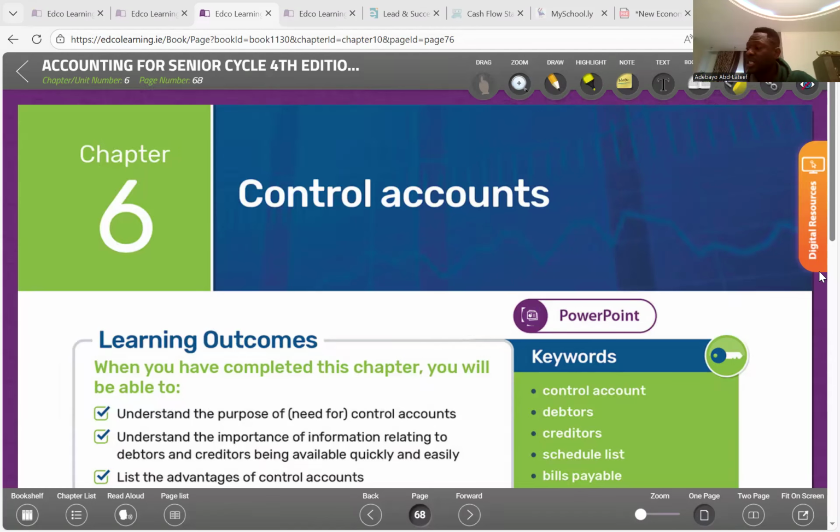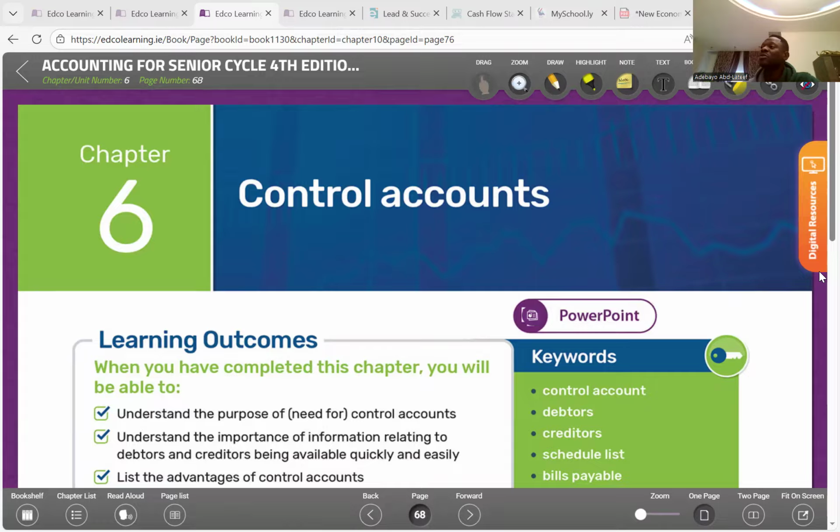Well, we have accounting chapter 6, control accounts. Control accounts are a summary of accounts in the general ledger, which tells us about the value of the balances in the debtors account and the balances in the creditors account. When we talk about the debtors account, we're talking about our credit customers. And for the creditors account, we're talking about our credit suppliers.